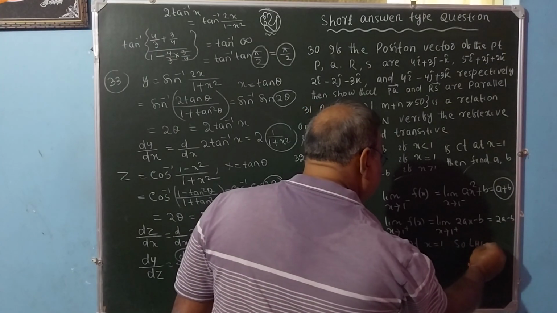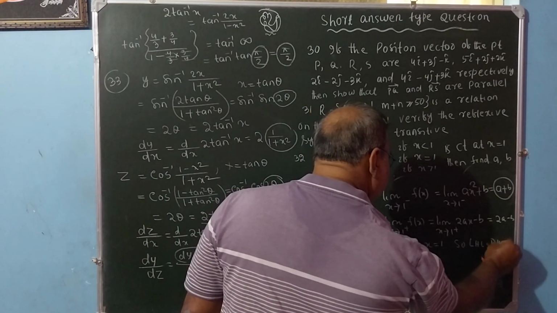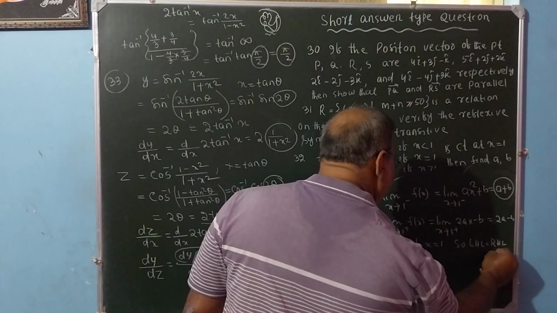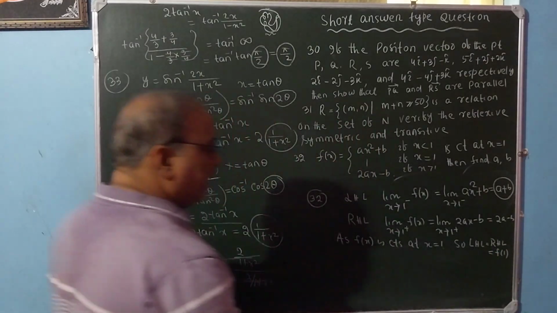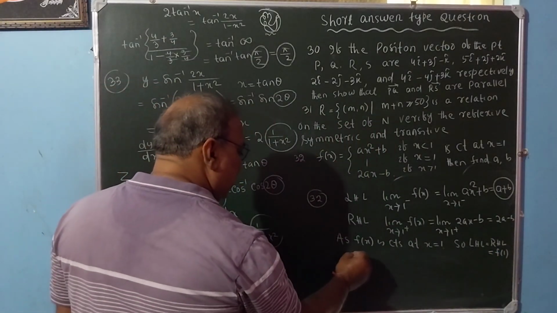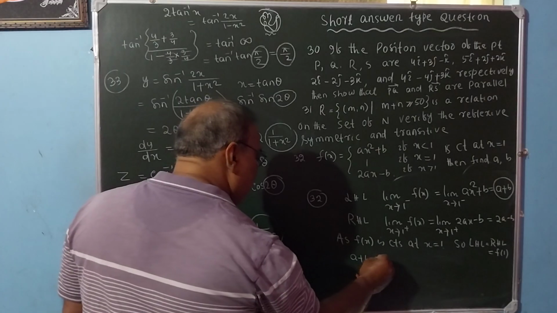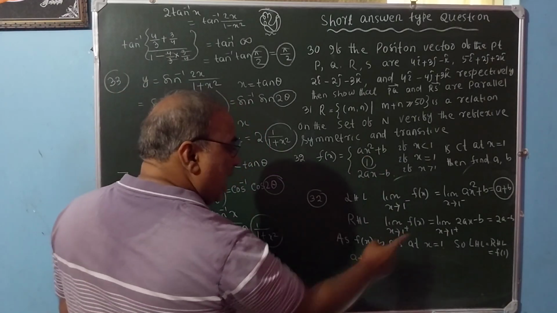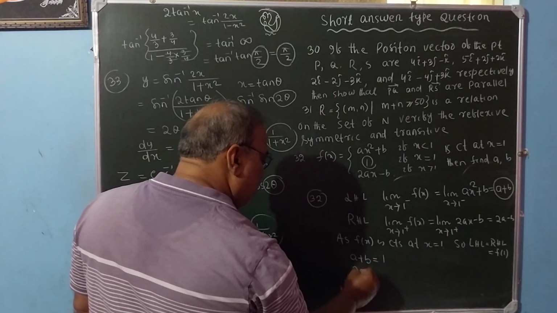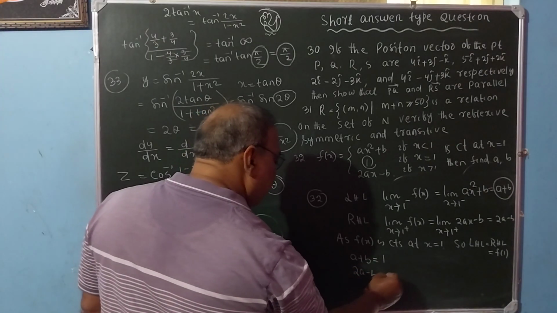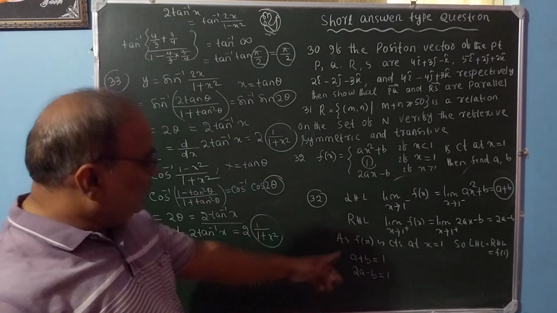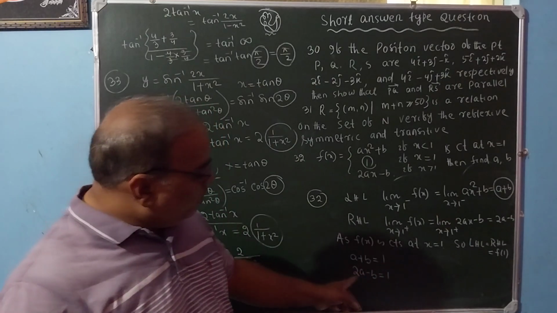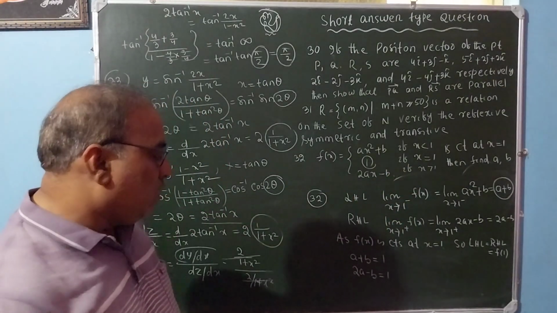As f(x) is continuous at x is equal to 1, LHL is equal to RHL is equal to the value of the function. So a plus b is equal to 1, the value of the function is 1. RHL is also equal to 1. So a plus b is equal to 1, and 2a minus b is also equal to 1.